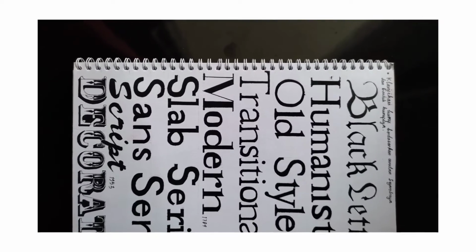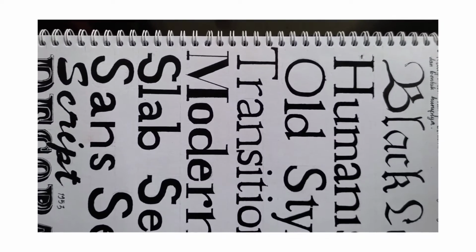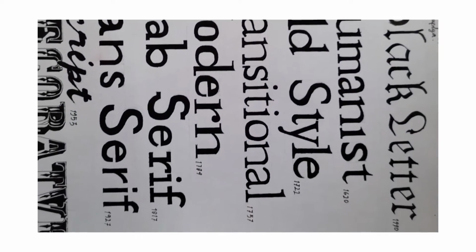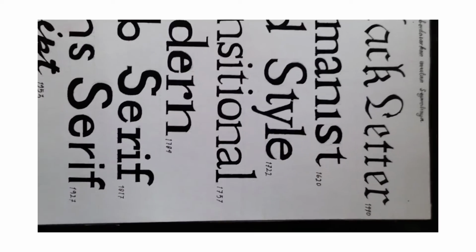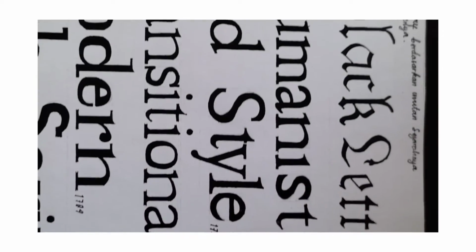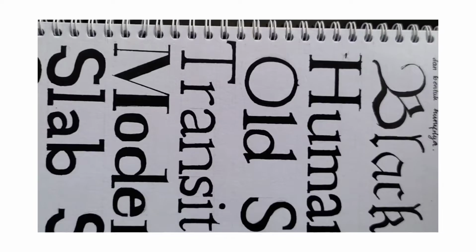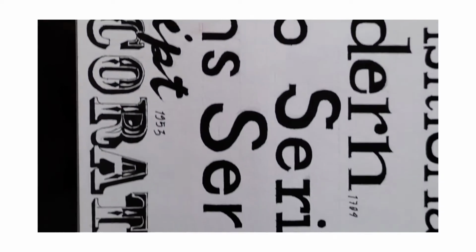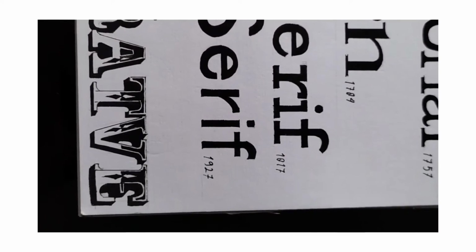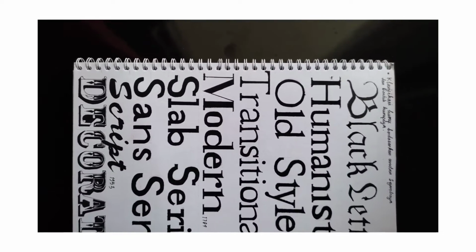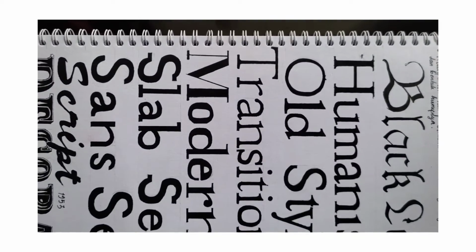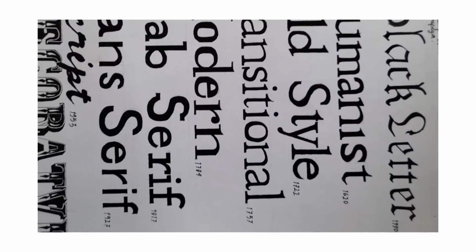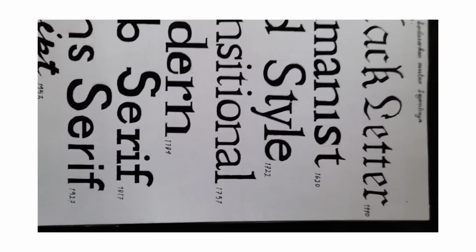So the black letter in 1990, humanist in 6020, the old style in 7022, transitional in 1757, and modern in 1784, and slab serif in 1817, and sans serif in 1927, and the script in 1953, and decorative.